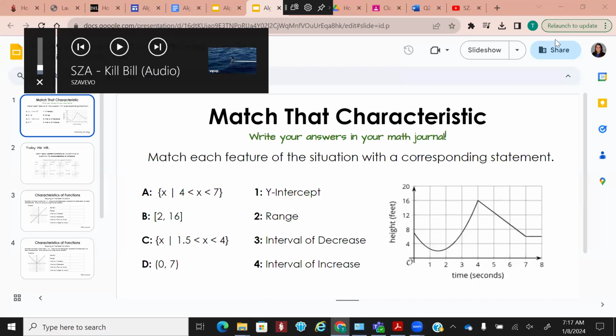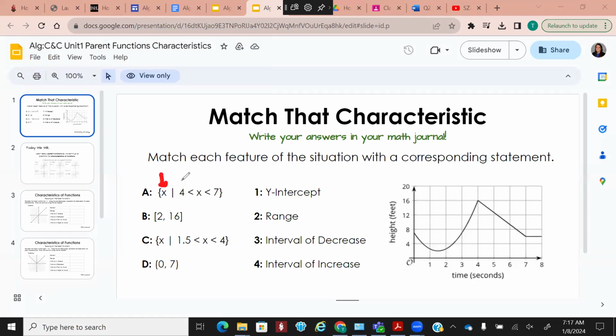Okay, so match each feature with the situation with the corresponding statement. First of all, let's look at A, because I know this notation's a little weird. Well, what is A saying? It's saying, look at the X's, and we're going to be in between 4 and 7. So everybody see how I read that one? Okay, so X is in between 4 and 7.